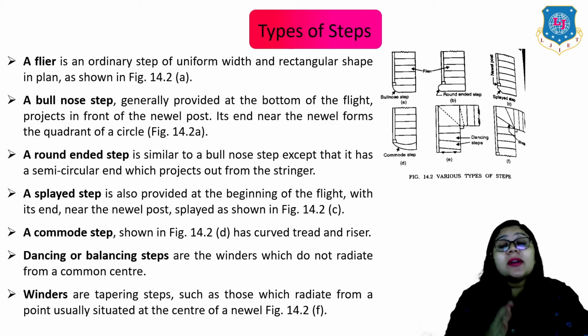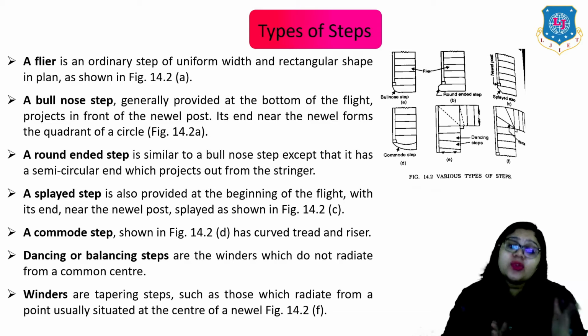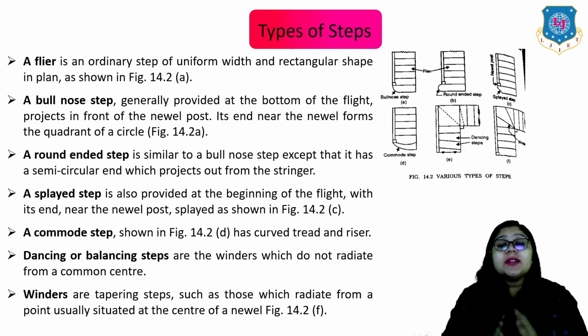Then the third is a round-ended step, which is similar to the bullnose step except that it has a semicircular end which projects out from the stringer. Next is the splayed step. It is also provided at the beginning of the flight with its end near the newel post splayed as shown in figure 14.2c. Now you can clearly compare here in this figure the difference between these three, right?